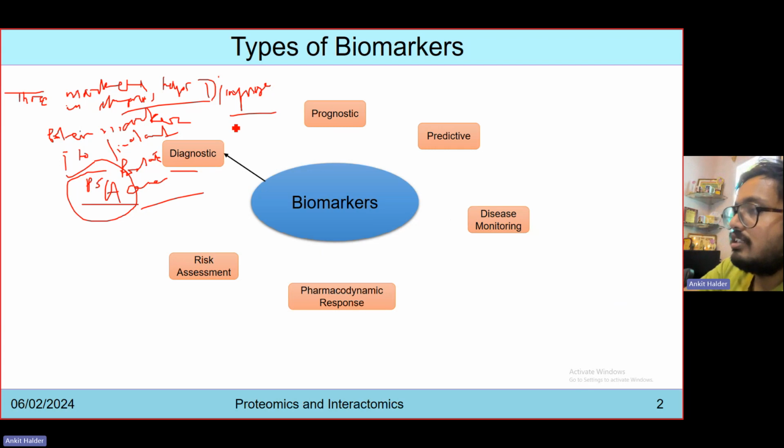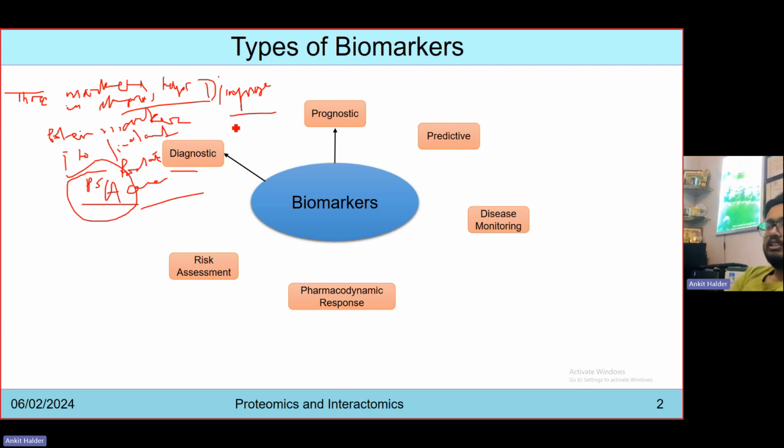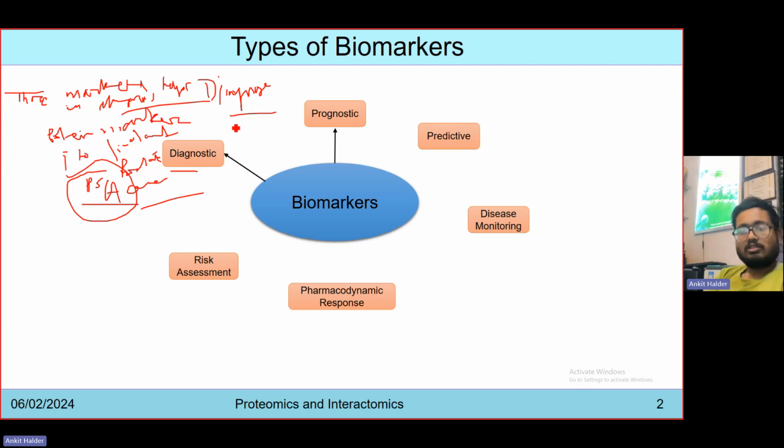Now the next thing is, what is prognostic? Prognosis is something where the disease condition is already there and the individual is diseased. Now, what are the steps, or whether that person is going to be more severe or less severe? That is known as our prognostic marker, or the prognosis, to find out the prognosis of the patient, or what the further course will be.